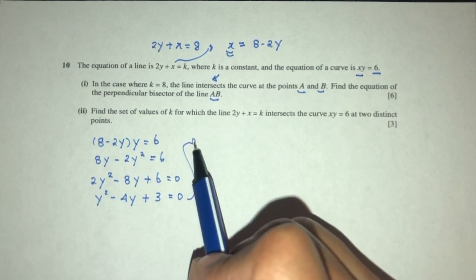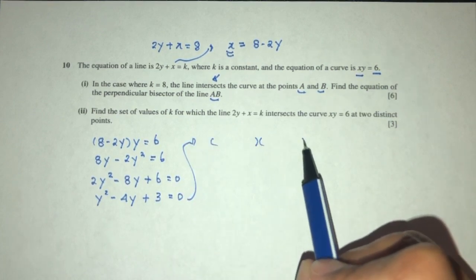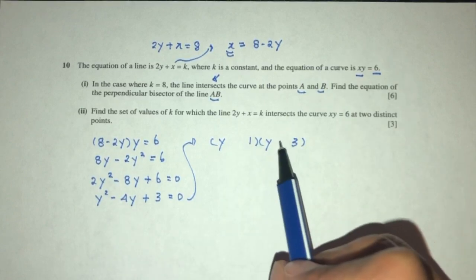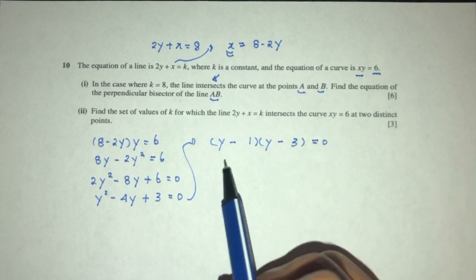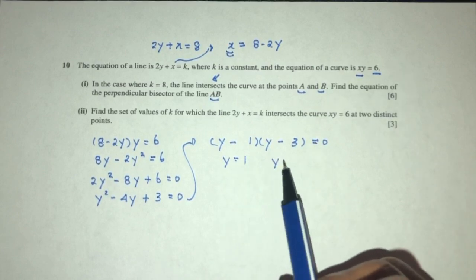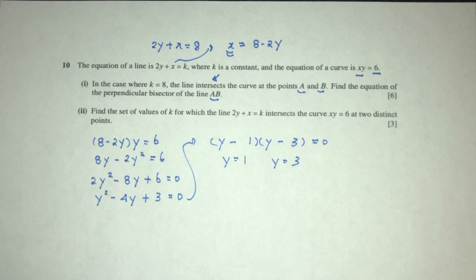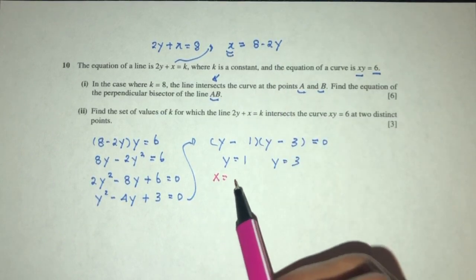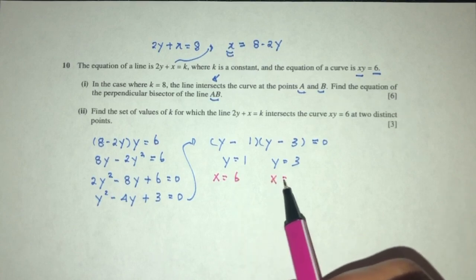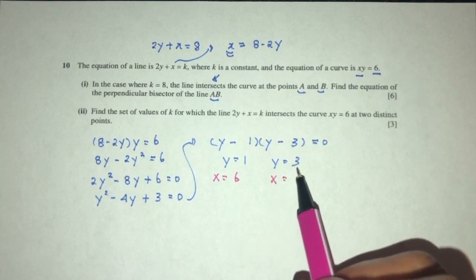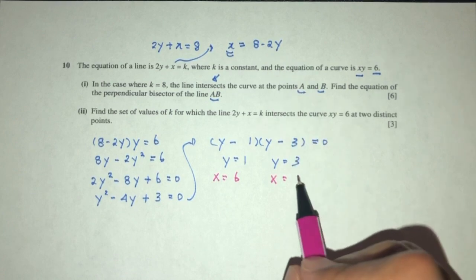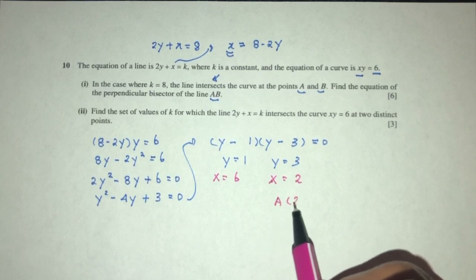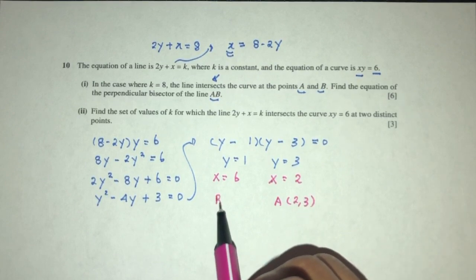Now from here, factorize. That will be y times y, and that will be 3 times 1. Minus 4 is minus 3, minus 1. So y should be 1, y should be 3. Now, what is the value of x? x, replace back in your equation here. So 8 minus 2 times y, so that will be 6. And again, 8 minus 2 times y, so 2 times 3 is 6, that should be 2. So the first point, A should be (2, 3), and the point B should be (6, 1).